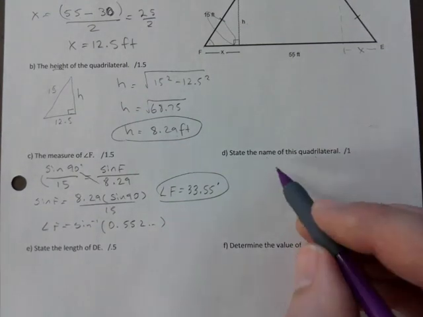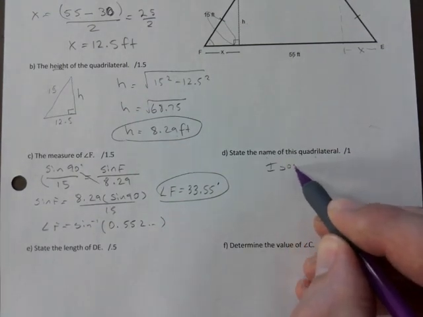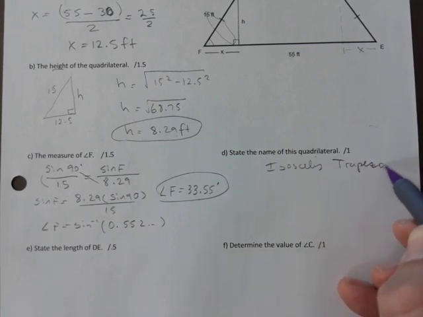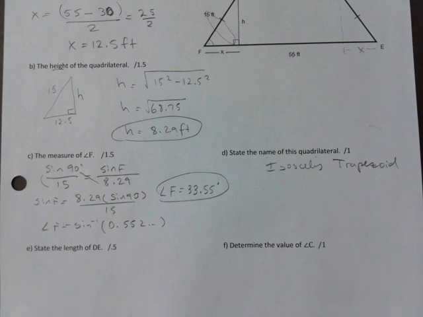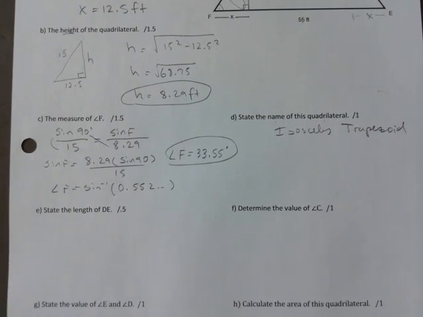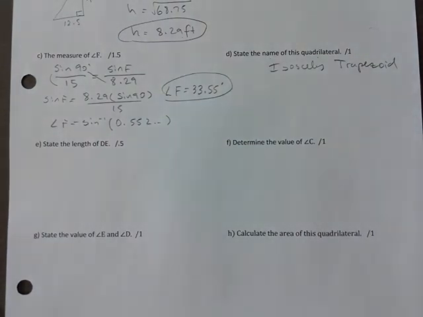State the name of this quadrilateral: isosceles trapezoid. So if you just put down trapezoid, I would give you half a mark. It has to say isosceles trapezoid. There's only 2, right? So it should not be that difficult. You get a full mark for that. Look at that. You can still score some marks here.